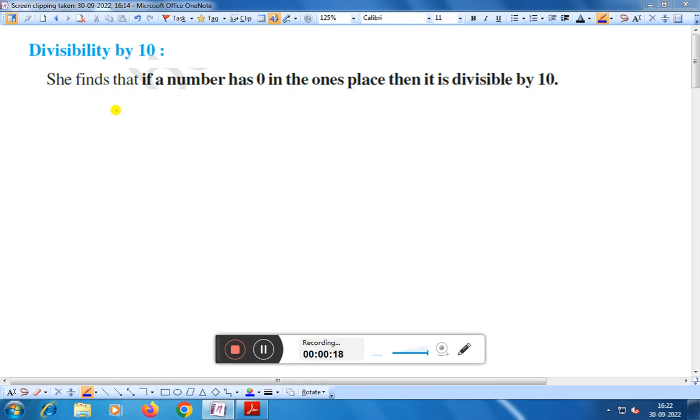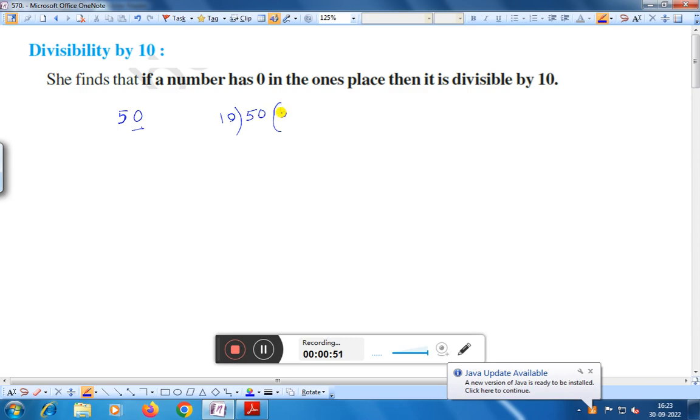Suppose we have taken 50, 5, 0. Here in the ones place it is 0. Therefore you can say this number is divisible by 10. If we divide 50 by 10, we get 5. That means it is divisible, and the remainder is 0.